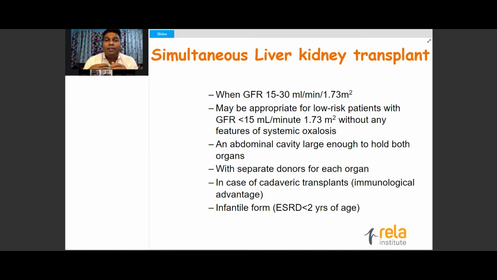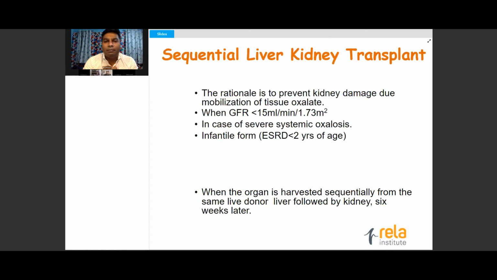Then comes a sequential liver transplant. In our live-related setting, for a child, if the same donor is going to give both the kidneys and liver, we can do a sequential kidney liver transplant. Or when the GFR is very low and we are worried that the kidney could be damaged due to the mobilization of tissue oxalate, we can do a sequential. If we harvest both the liver and the kidney from the same donor, we usually wait for 6 weeks in between.